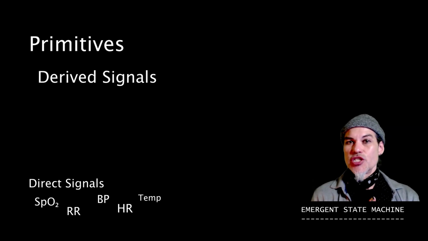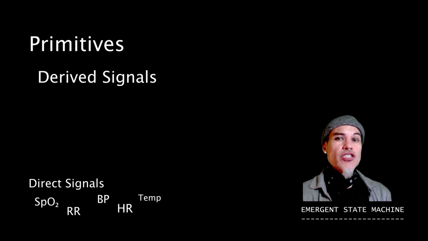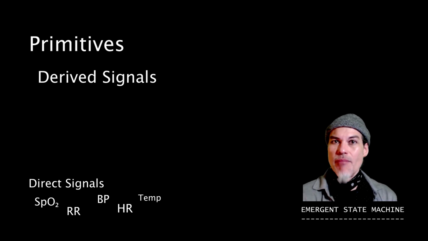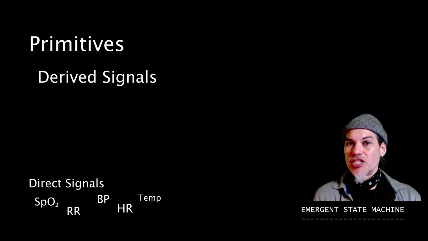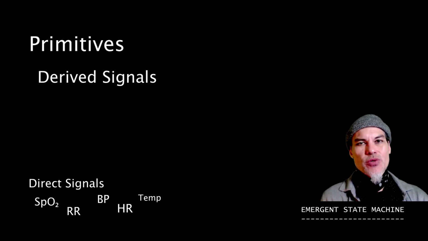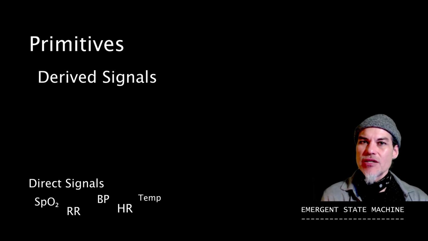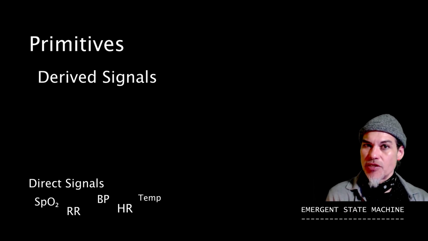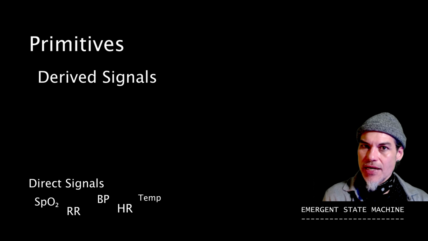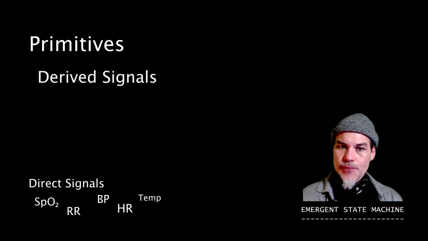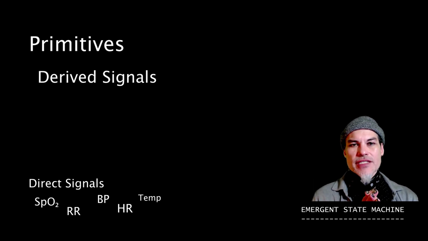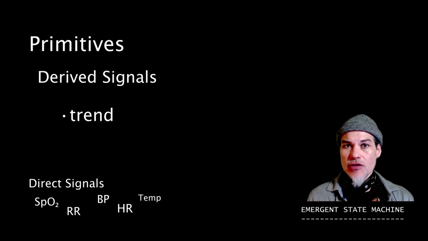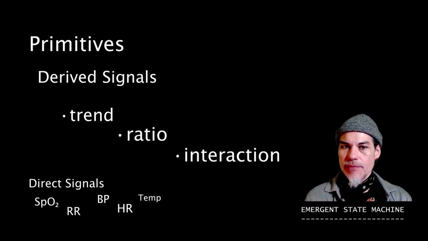Some signals are measured directly. Others are derived from relationships among signals. A derived signal is a computed observation based on other signals. It is still part of the observation layer, not yet the decision rule. Examples of derived signals include trend, ratio, and interaction.